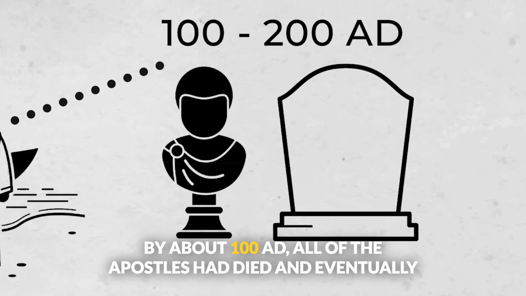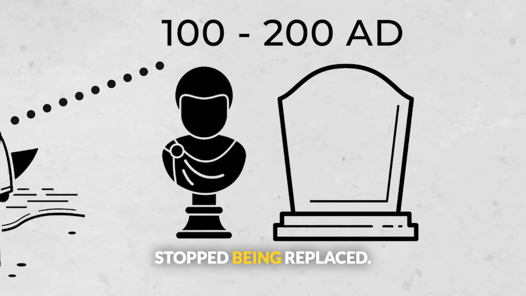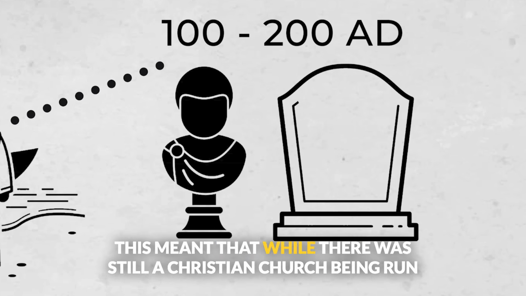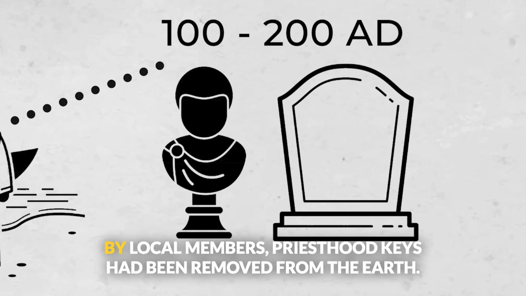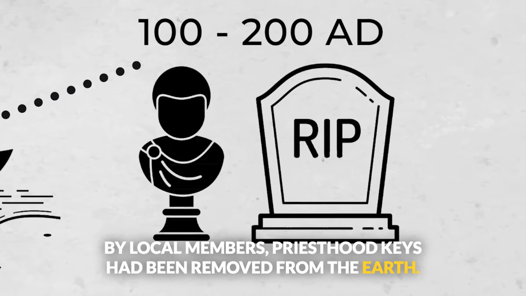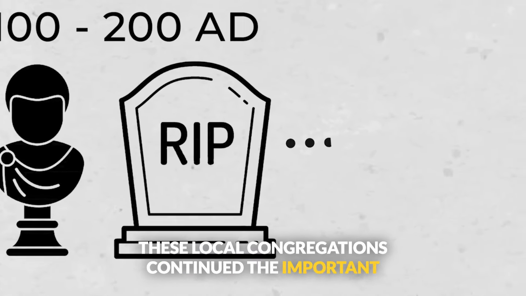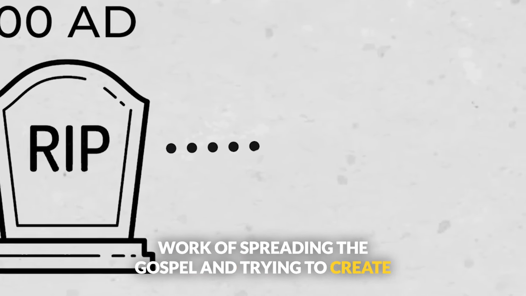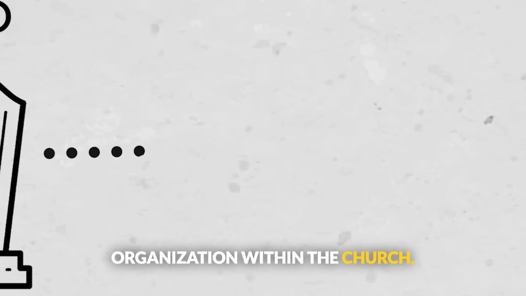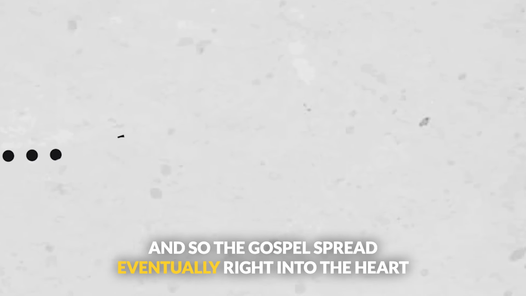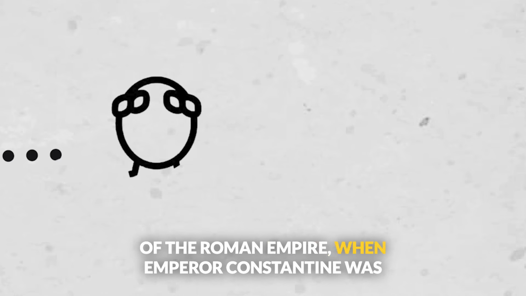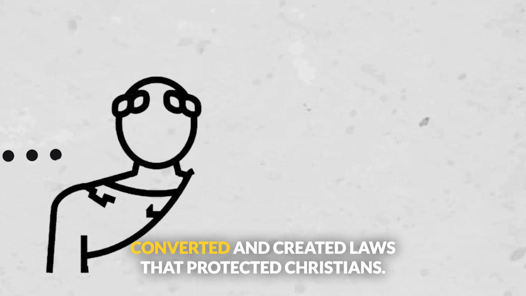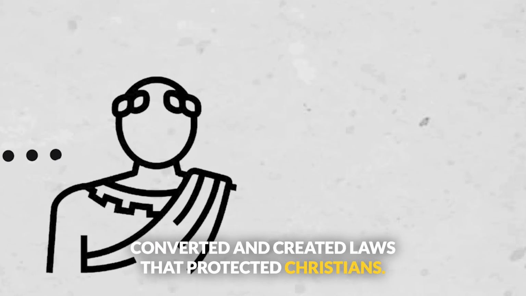By about 100 AD, all of the apostles had died and eventually stopped being replaced. This meant that while there was still a Christian church being run by local members, priesthood keys had been removed from the earth. These local congregations continued the important work of spreading the gospel and trying to create organization within the church. And so the gospel spread, eventually right into the heart of the Roman Empire when Emperor Constantine was converted and created laws that protected Christians.